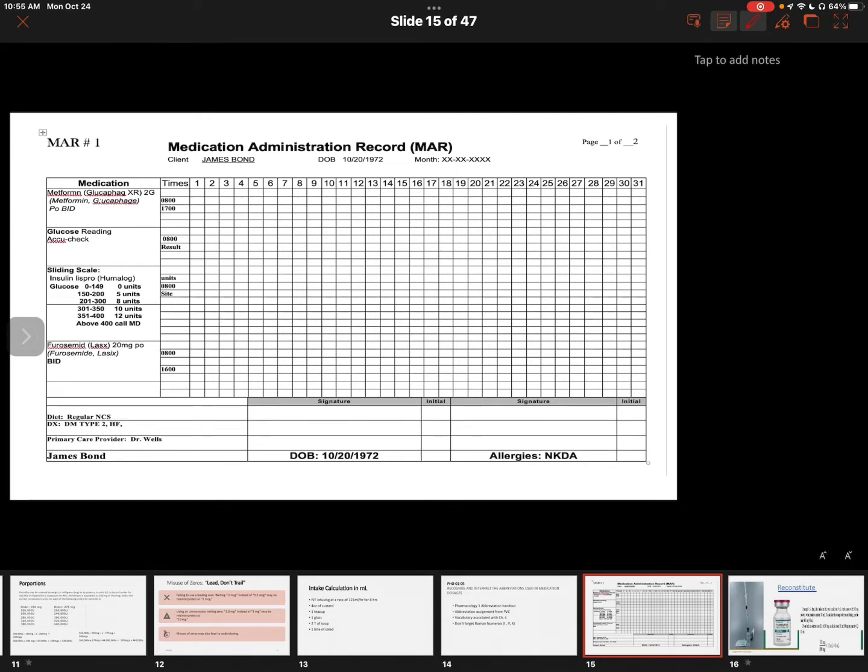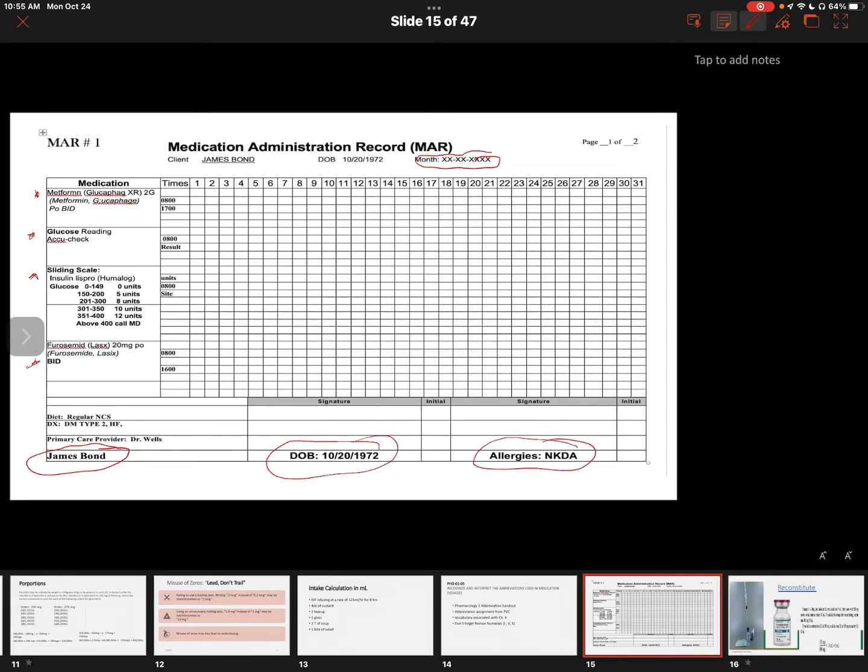So here, for example, you would have this med administration, and this patient is going to be James Bond. His DOB would be right there. If he had any allergies, this would also be listed on the MAR. And usually the month and the year that we're working with will also be recorded on the MAR. And then we have over here on the left-hand column medications that are listed for the patient.